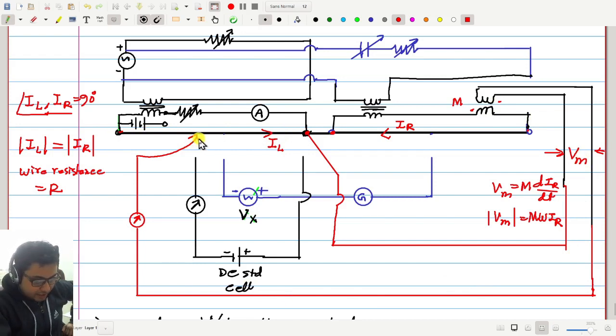Otherwise we cannot get a null. So if we are getting a null here, that means Vm is in the same phase as this potential, and that means IR is 90 degrees out of phase from IL. So we will put it here and adjust these two until we get a null. When we get a null, that ensures these two are 90 degrees out of phase. Does that answer your question? Yes, sir.